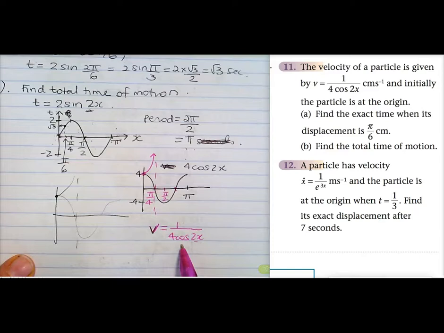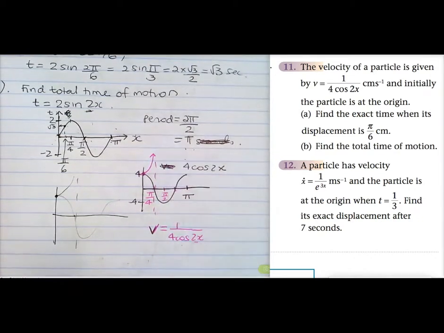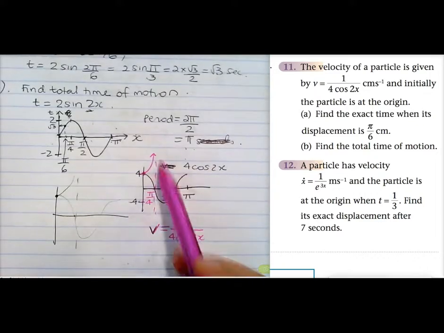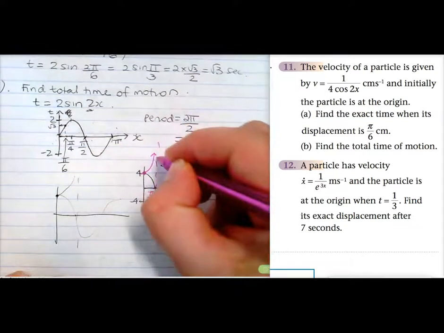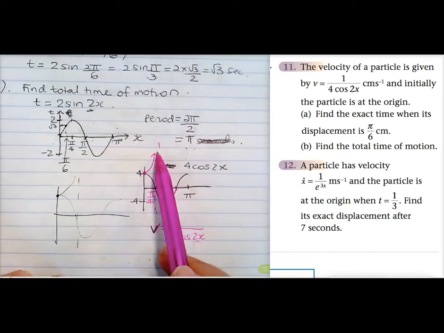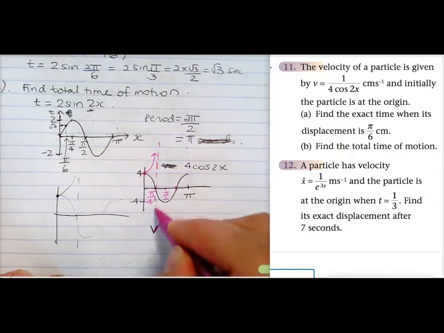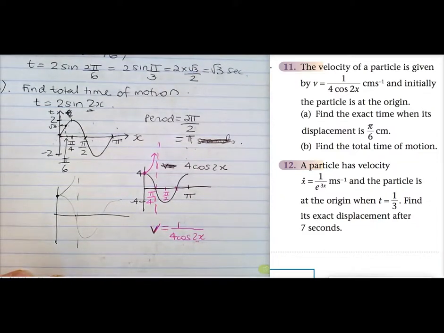Because I'm drawing the velocity curve, and the total time of motion, at this stage here there's a break in the curve. Total time of motion is the total time: when did the particle start and when did it stop? It's got to stop here because there's a break, there's an asymptote in the curve. So that's when the motion finishes. I've drawn the velocity curve, and velocity is undefined where my vertical asymptote is.